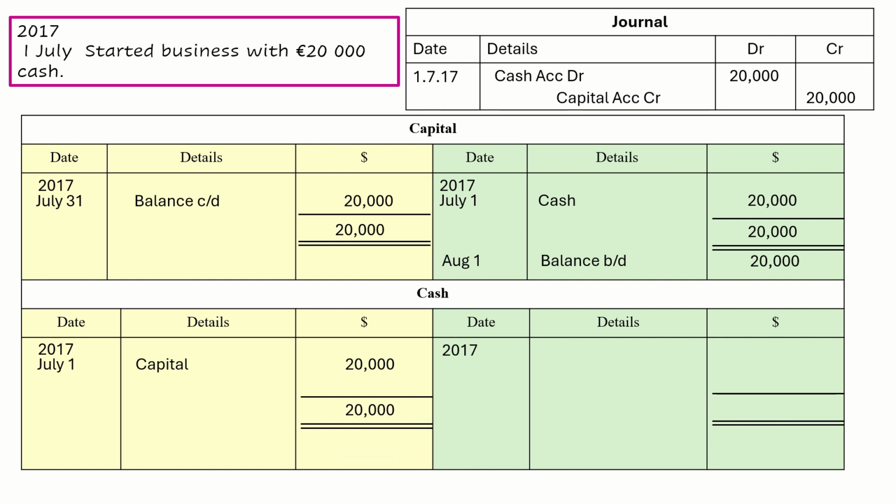Now let's balance the cash account. Debit side is greater, bring it to the total. Find the difference, should be 20,000. July 31st balance carried down. Bring it to the opposite side, August 1st, balance brought down 20,000.